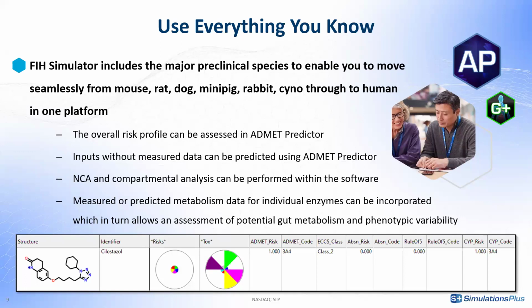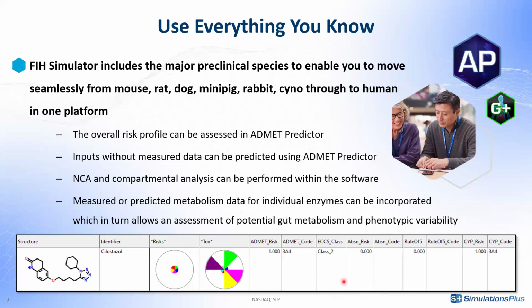Any inputs without measured data can be predicted using ADMET Predictor. And as the knowledge of your compound grows, these predictive values can be updated with measured values and the model reassessed. NCA and compartmental analysis can be performed within the software, and measured or predicted metabolism data for individual enzymes can be incorporated, which in turn allows an assessment of potential gut metabolism, and using the inbuilt physiologies, you can also cover some phenotypic variability.